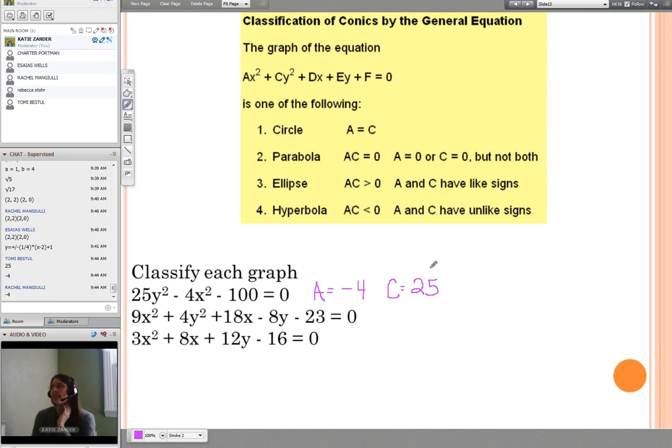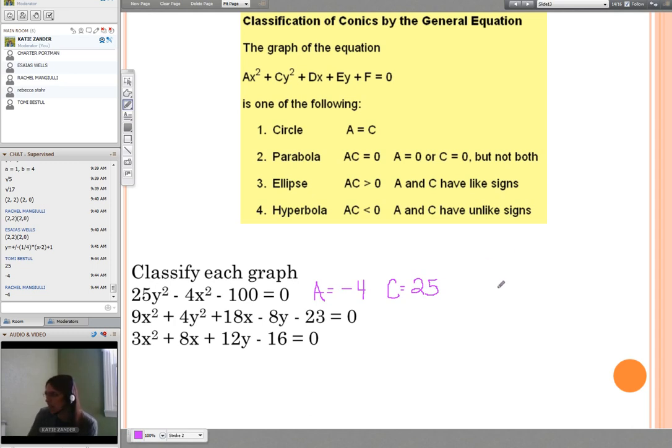Now, would it necessarily matter if they were swapped? No, because you still should be able to identify whether a circle, parabola, ellipse, or hyperbola is occurring, because either A and C will be equal to each other for your circle, or you're going to multiply the two numbers together anyways and see how that relates. Obviously, A and C are not equal to each other, so we do not have a circle happening. We're going to go ahead and multiply those.